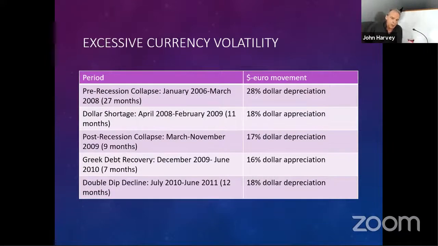Well, what if those had been rates of inflation? What if in the United States from January 2006 to March 2008, inflation had been 28%. I mean, people would have been marching on Washington. This would have been an absolute disaster and certainly had caused a great deal more attention than this caused at the time. But of course, that is what that is. That is inflation. Everything the U.S. imports became 28% more expensive. And then over the next period became 18% less expensive and then 17% more expensive. These fluctuations are out of control. And as always, the people who are in the weakest position are the ones that can't actually pay the cost of what's going on.